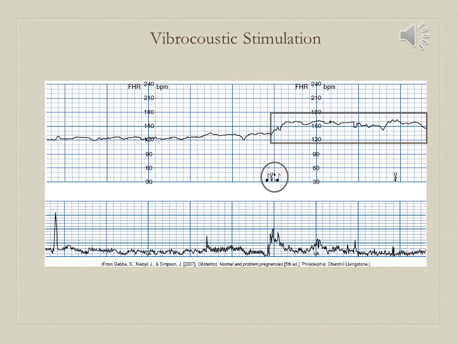If you look at the fetal heart rate pattern, you will see the acceleration that occurs right when that vibroacoustic stim happens. Baby's heart rate goes up, stays up for a little while. That's a positive result from using the vibroacoustic stim.